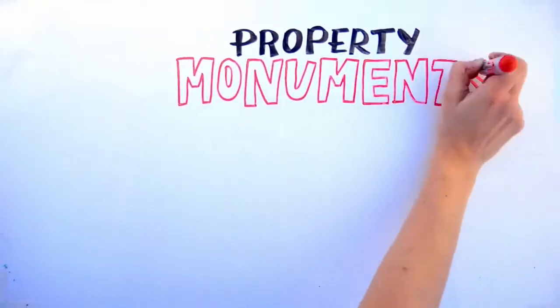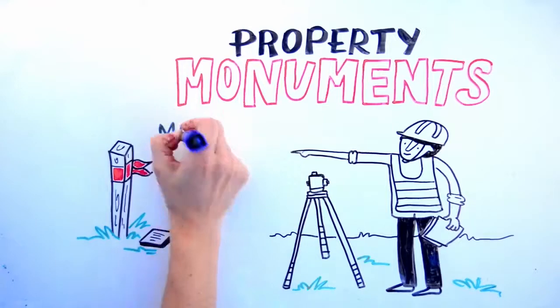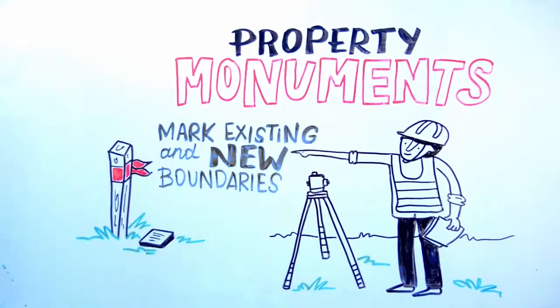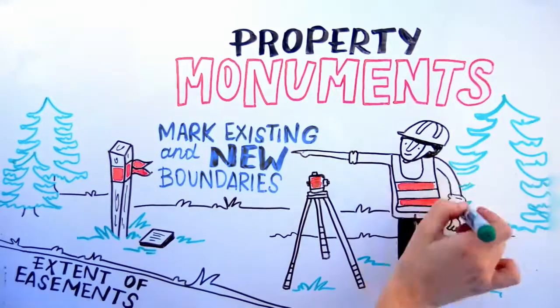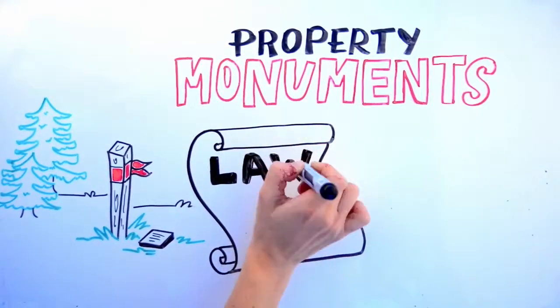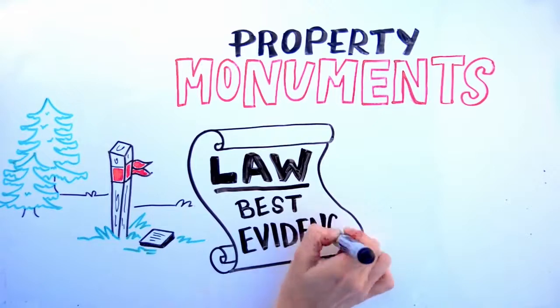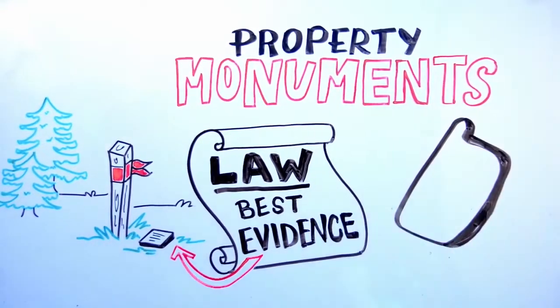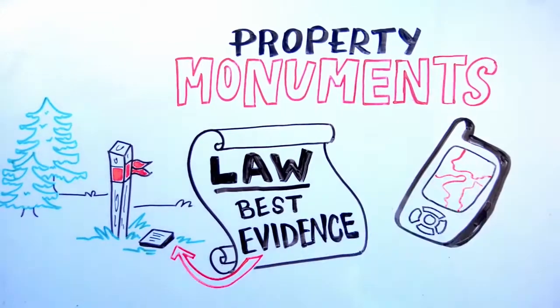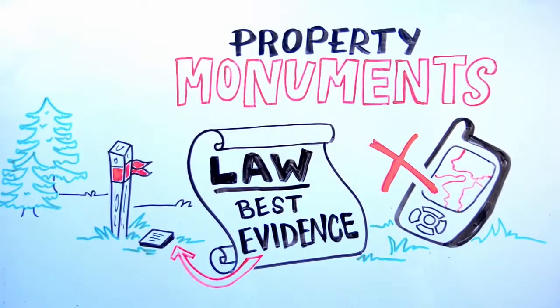Property monuments are set by land surveyors to mark existing and new boundaries, and also to describe the extent of easements. According to law, a property monument in its original position is the best evidence of a boundary. Theoretical coordinates on a GIS or on a GPS receiver do not override the property monument on the ground.